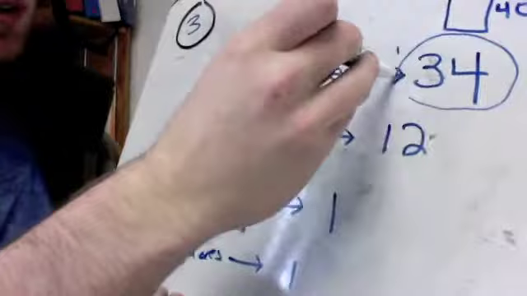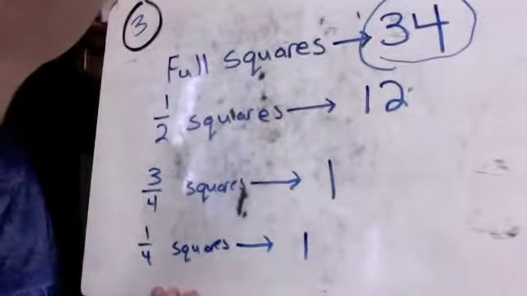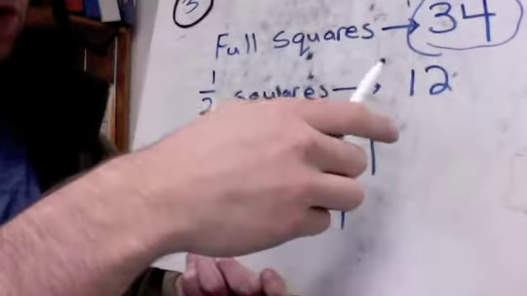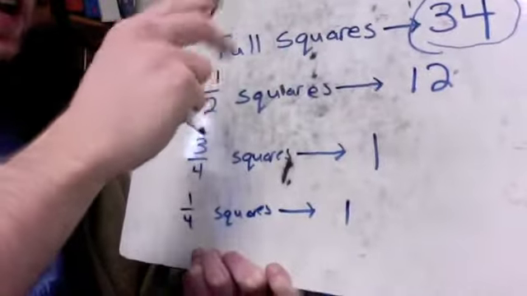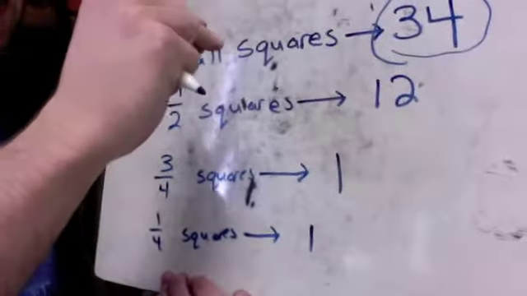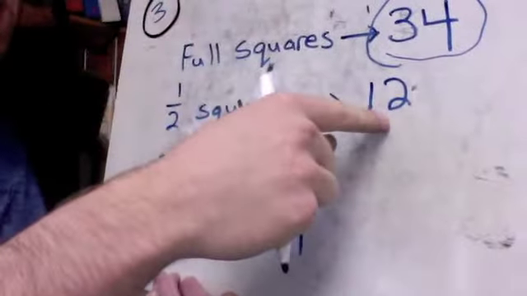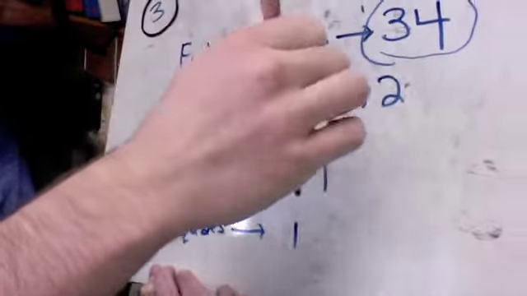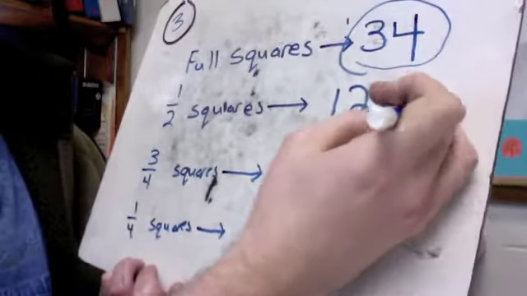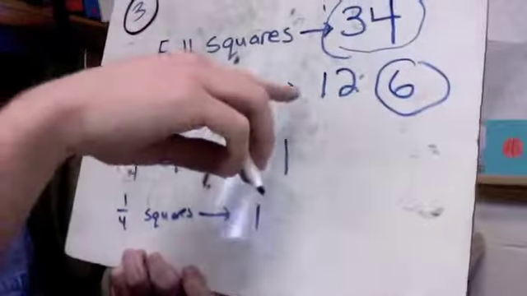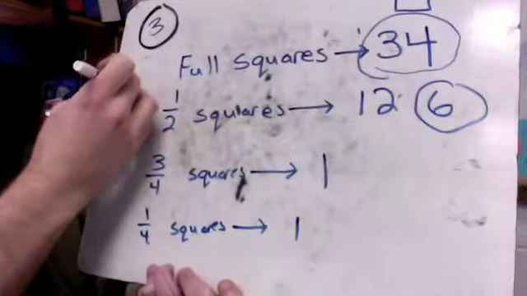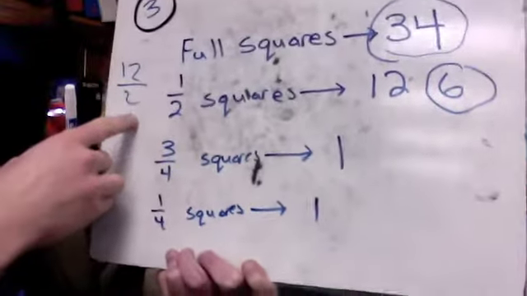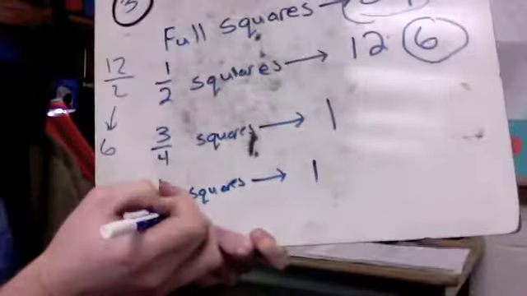I counted 34 full squares, which means that's an area of 34 right there. Okay, now I counted 12 half squares. Now if I put half squares together, it takes 2 half squares to make a whole square. So if I wanted to change this number to whole squares, every 2 is going to be a whole square. So that would be 6 whole squares I can make out of 12 halves. It's almost like having a mixed number. 12 halves is what I have. 12 halves changes to 6 wholes.